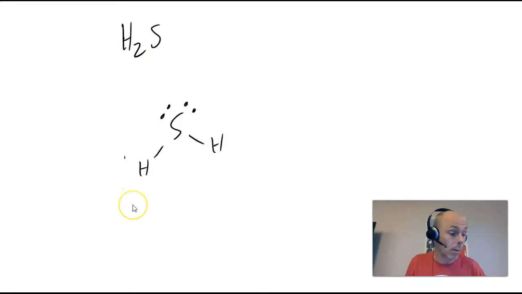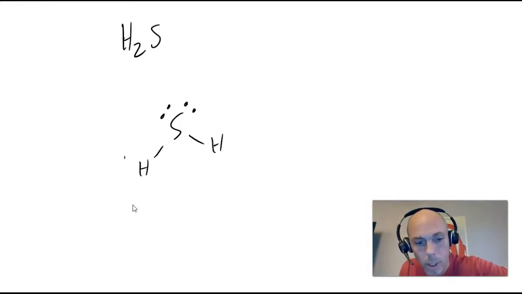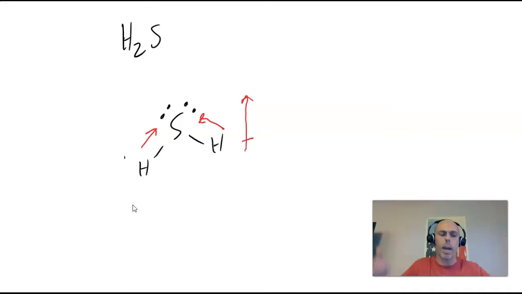Sulfur is quite a bit more electronegative than hydrogen, so those bonds are polar, but because the molecule is asymmetrical, the molecule will also be polar. Because these bond dipoles don't cancel each other out, the molecule will be polar. There's my bond dipoles, and here's my dipole moment, or my molecular dipole, indicating that the top half, at least the way I drew it, the sulfur end is slightly negative and the hydrogen end is slightly positive.